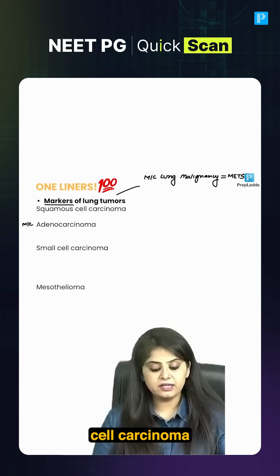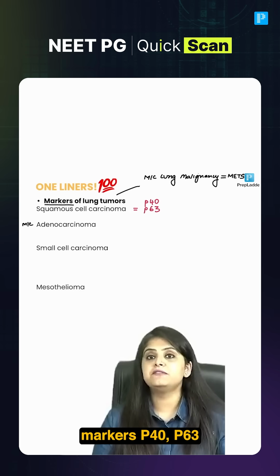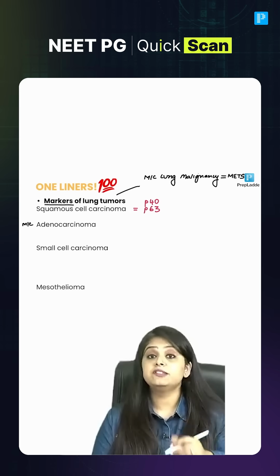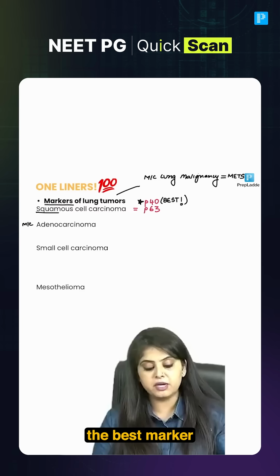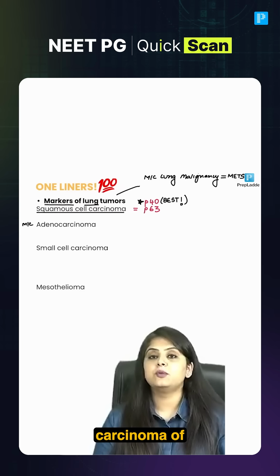So for squamous cell carcinoma, we have all the P markers, P40, P63. It was asked in the FMG exam, out of P40 they went to that depth of this question, which is the best marker. P40 is the best marker for squamous cell carcinoma of the lungs.